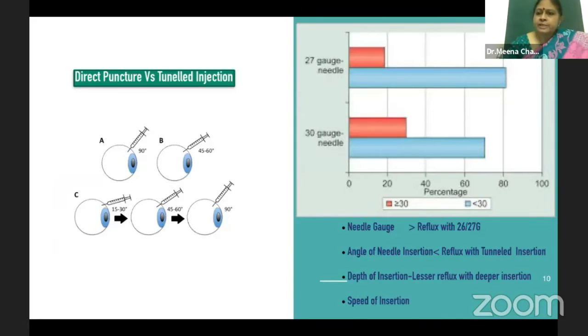If you are using a smaller gauge needle, like a 30 gauge or a 32 gauge needle, there will not be any reflux, and the transient elevation of intraocular pressure tends to be on the higher side. If you are using a tunnel entry into the eye, the PIR will also not be there. If the full depth of the needle goes into the vitreous cavity and you are injecting into the middle of the vitreous cavity, there is less chance of fluid effluxing from the eye. And if you are injecting slowly, you give time for the eye to adjust so that the PIR is not there. In all these situations where a post-injection reflux is not there, the chance for a high transient post-injection elevation of IOP is present.